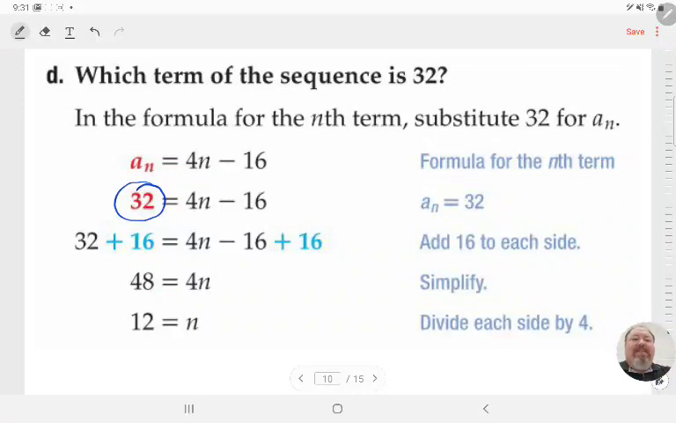So add 16 to both sides, and I get 48 equals 4n. Divide both sides by 4, and n equals 12. So the 12th term would equal 32, okay?